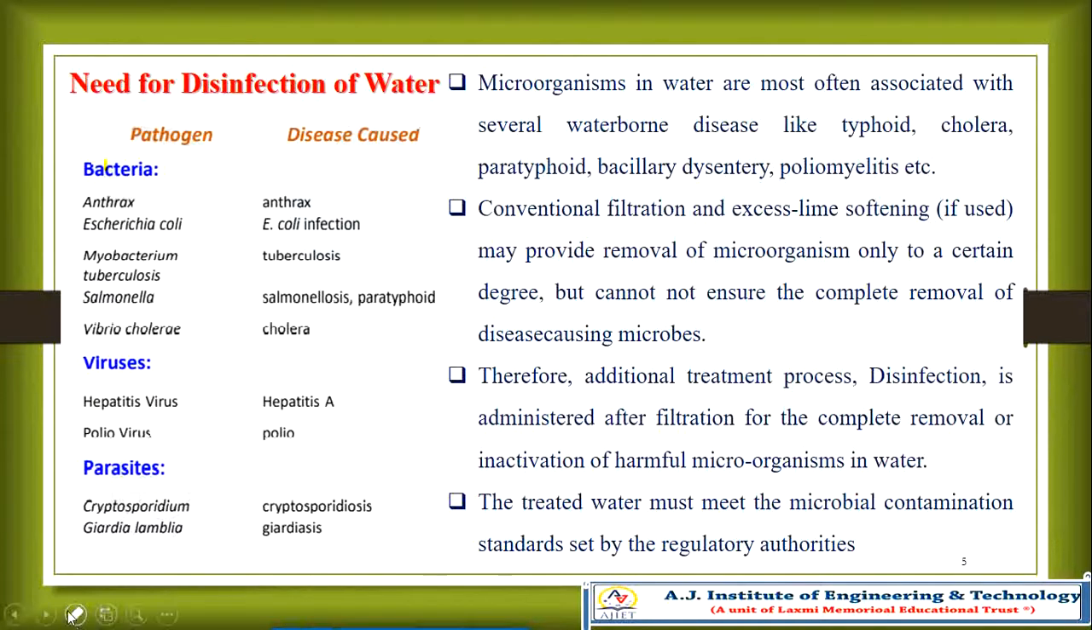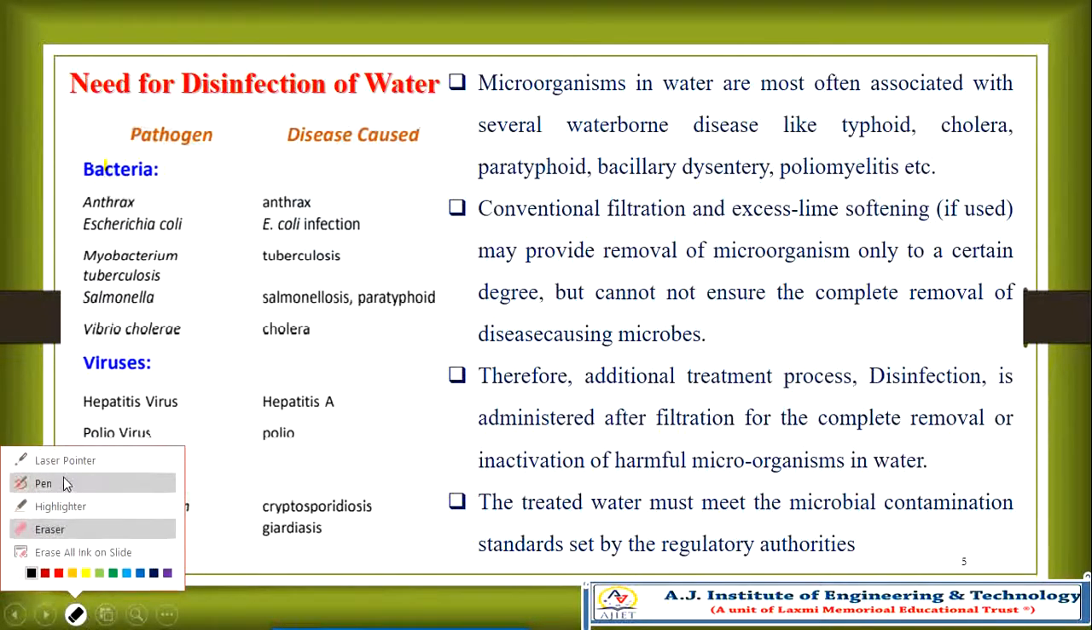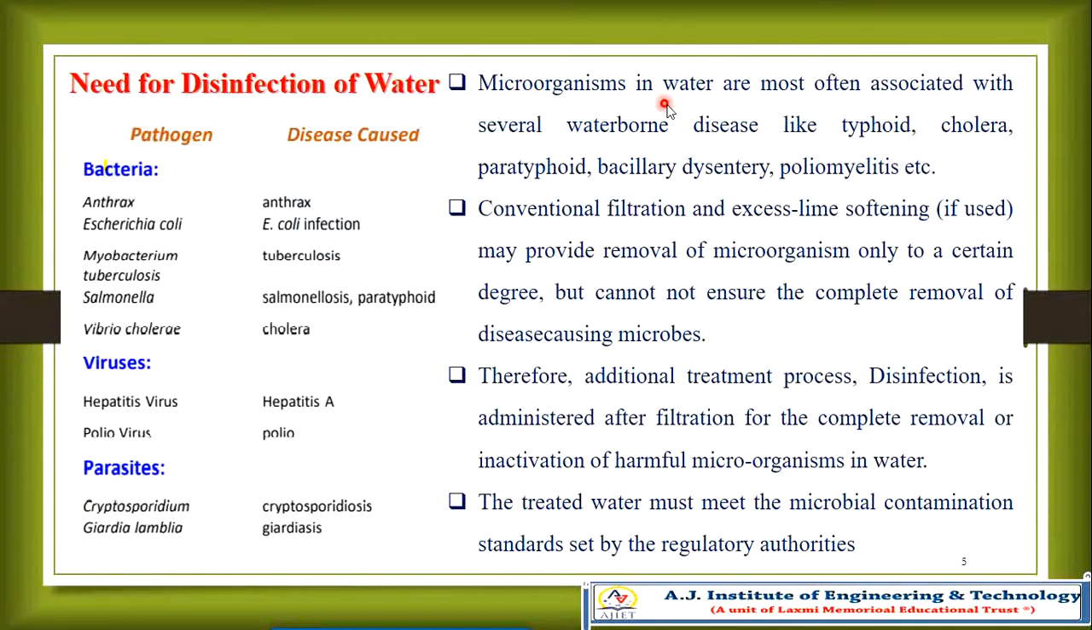Now, what does the slide say? Microorganisms in the water are most often associated with several waterborne diseases like typhoid, cholera, paratyphoid, bacterial dysentery or poliomyelitis, etc. Especially cholera, typhoid and dysentery are the most common waterborne diseases in the Indian scenario. That has to be removed from the water.